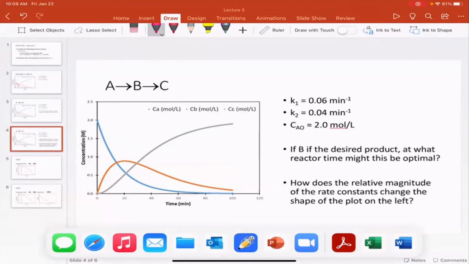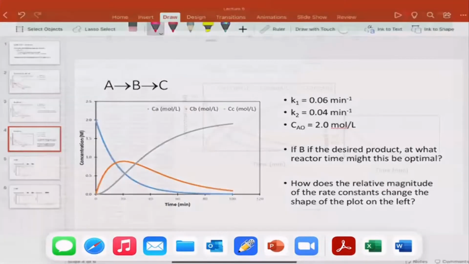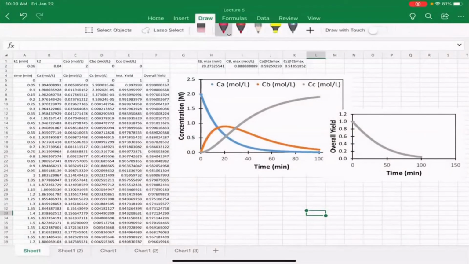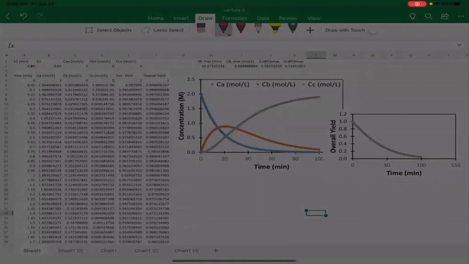Our instinct might be that, well, let's just increase the rate constant for A, because if we wanted to look at a plot of this, and just kind of do this arbitrarily, right? So let's increase K1 here. Okay. Oops. Hold on, give me 1 second.